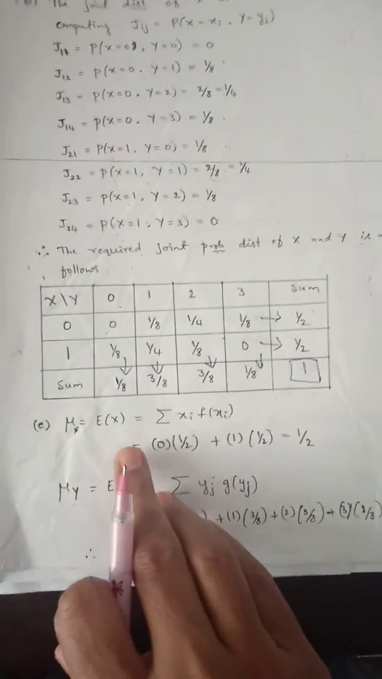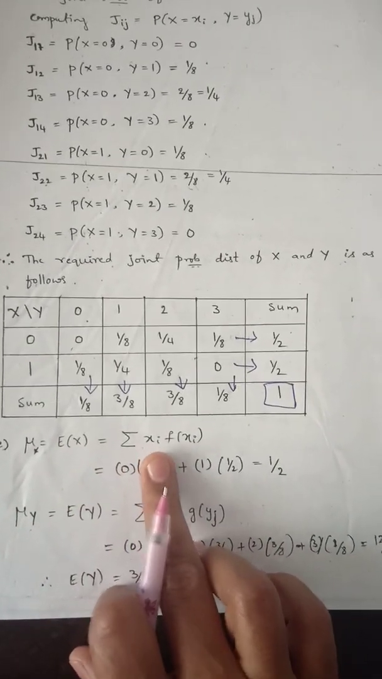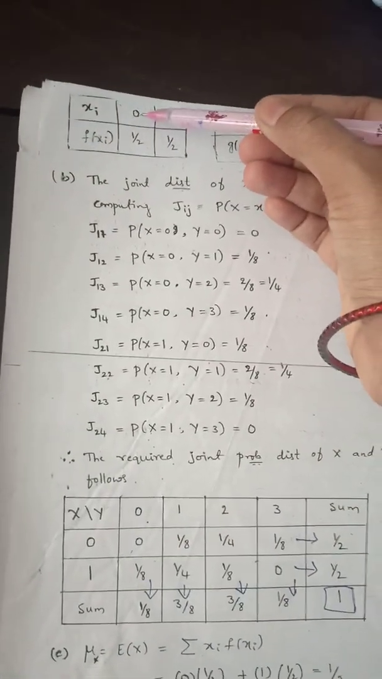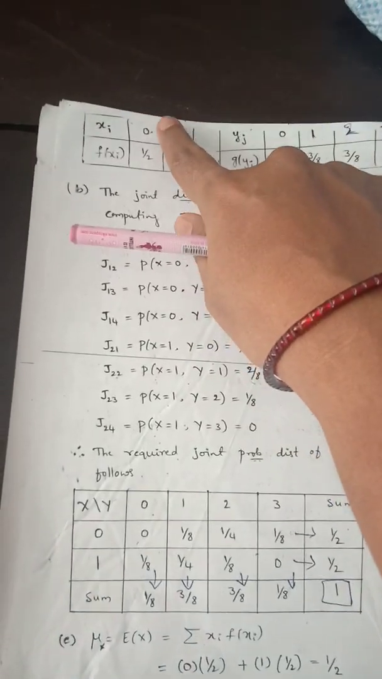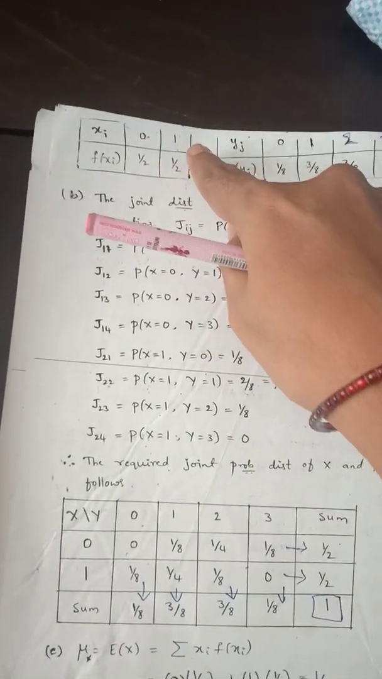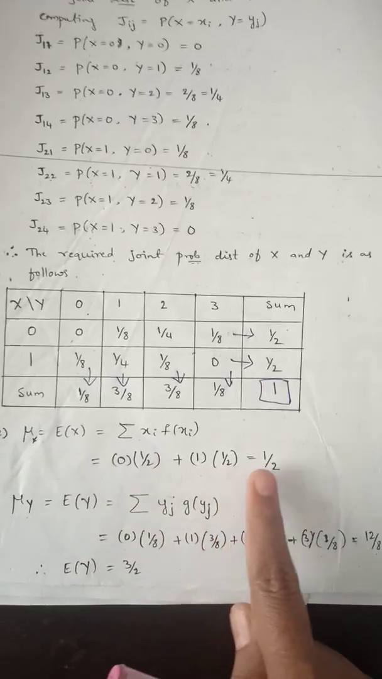The third question they asked is covariance. So before finding the covariance, first find E of x. E of x is the summation of xi into f of xi. So this is the table you consider. Xi is 0 into 1 by 2 plus 1 into 1 by 2. 0 into 1 by 2, 1 into 1 by 2 is 1 by 2.